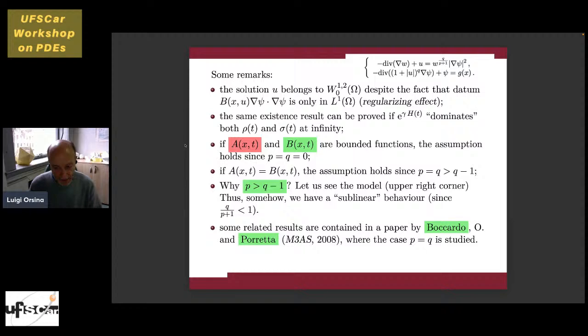Finally, let me say that in the case p equals q, with the aim of studying the existence and summability of u in dependence of a possible change of summability of g, not only bounded, in some Lebesgue spaces, there is a paper of almost 15 years ago by Lucio Boccardo, myself, and Alessio Porretta, where we studied all the possible dependence of the summability of both u and psi on the summability of g. But in this case, we are going to take into account only the case in which g is a bounded function.